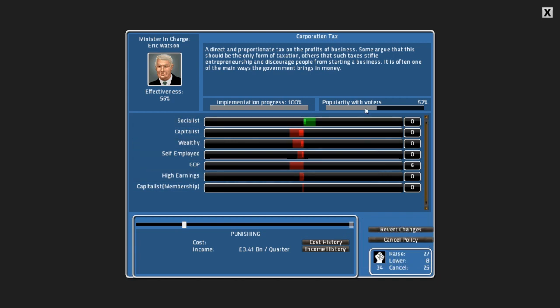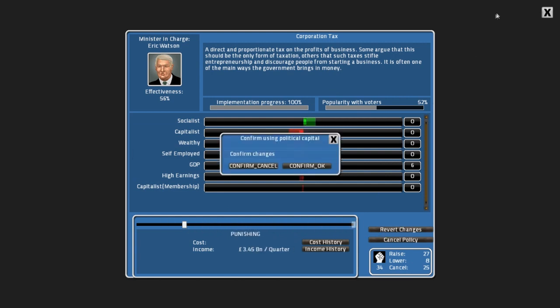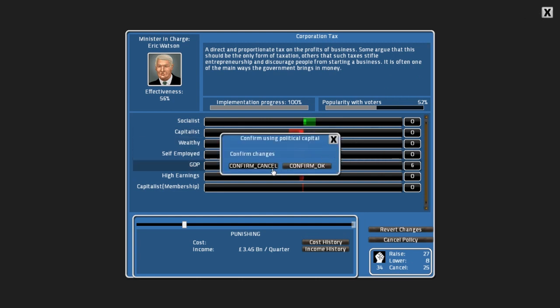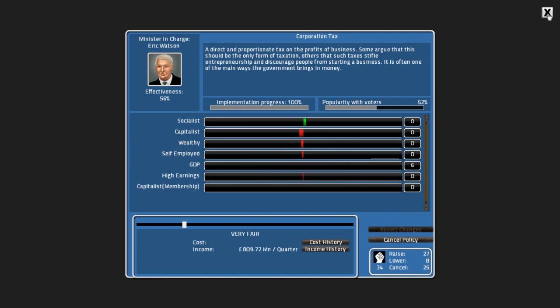Another change is this popularity with voters, which we never had before. And, you know, that's exactly what it says. It's basically going for every voter and saying, do you feel positive or negative about this particular policy? And 52% like, kind of implies that we've got half socialists, half capitalists. There's another way to... let's cancel that. There's another way... hang on. Let's revert that.